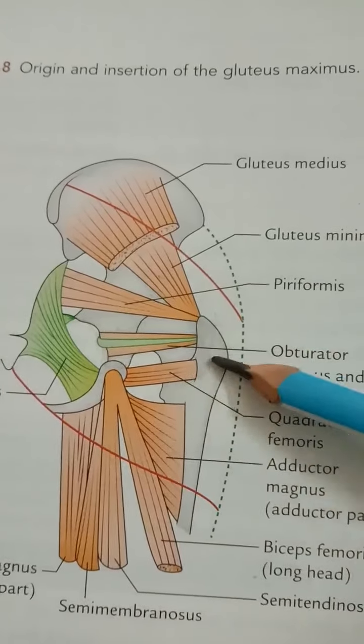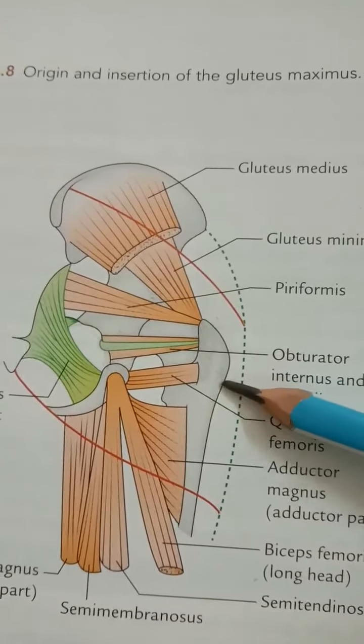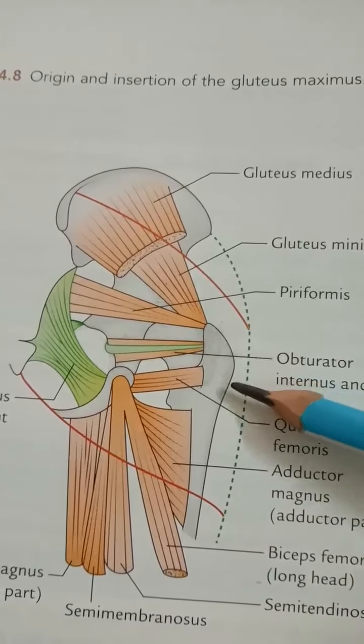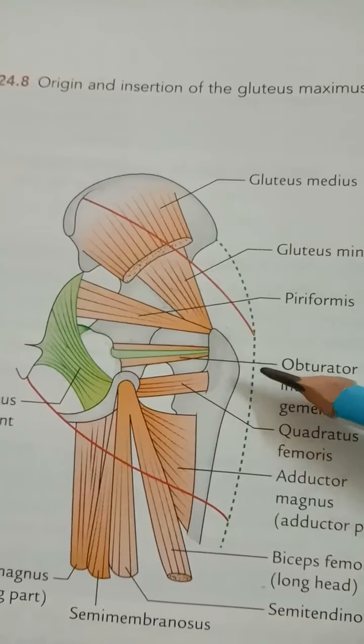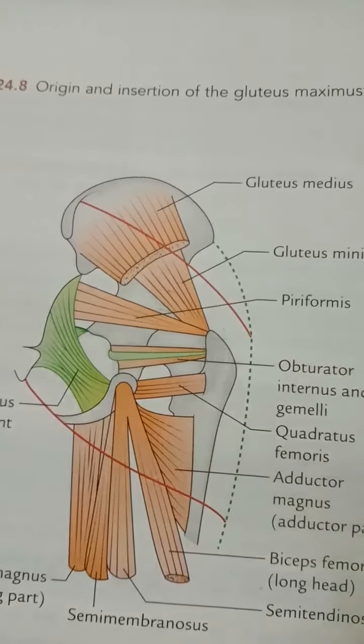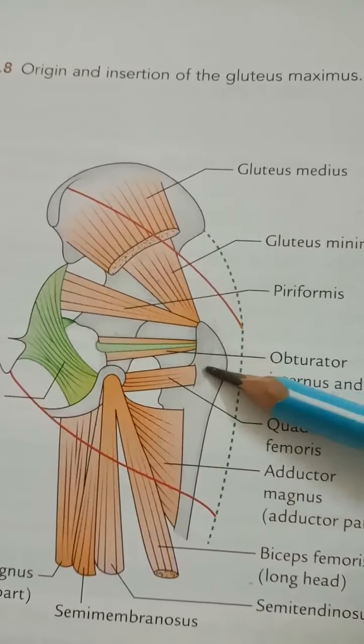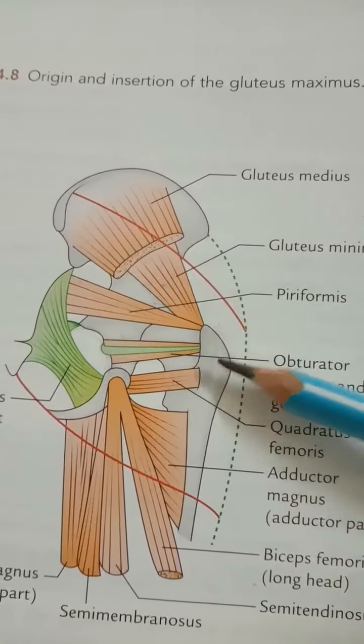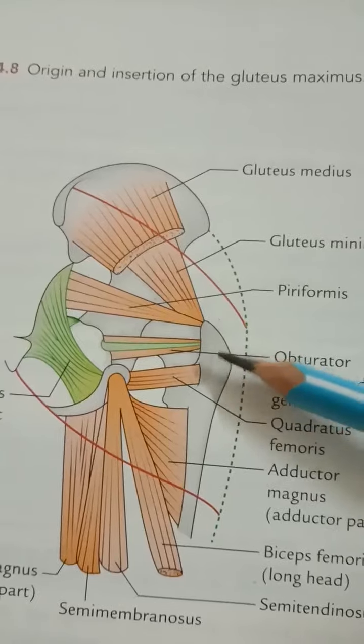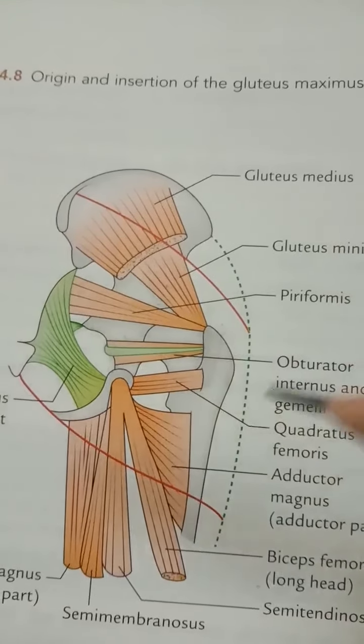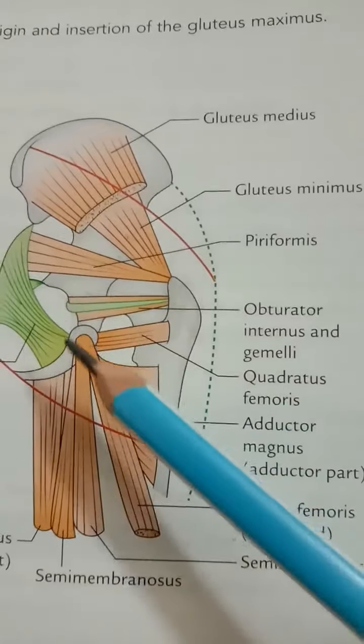Then the nerve supply of this muscle is the nerve to quadratus femoris, that means the L4, L5 and S1 spinal nerves. And the action of this muscle is lateral rotation of the thigh at the hip joint. Then the obturator internus muscle.